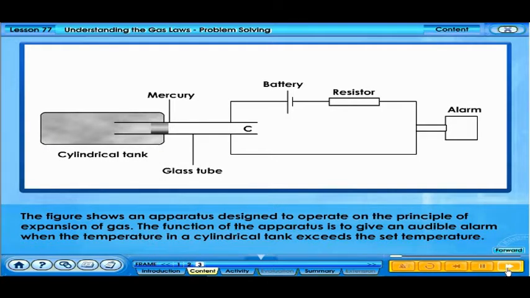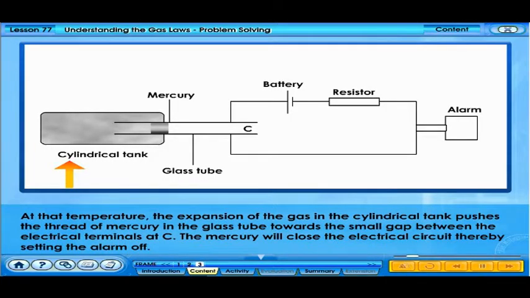The figure shows an apparatus designed to operate on the principle of expansion of gas. The function of the apparatus is to give an audible alarm when the temperature in a cylindrical tank exceeds the set temperature. At that temperature, the expansion of the gas in the cylindrical tank pushes the thread of mercury in the glass tube towards the small gap between the electrical terminals at C. The mercury will close the electrical circuit, thereby setting the alarm off.